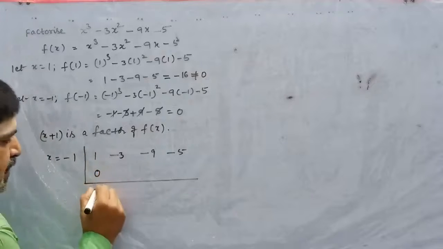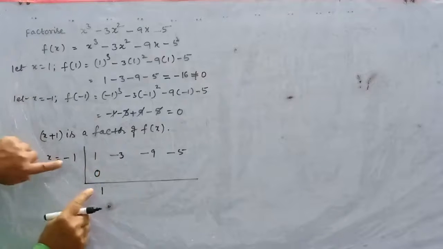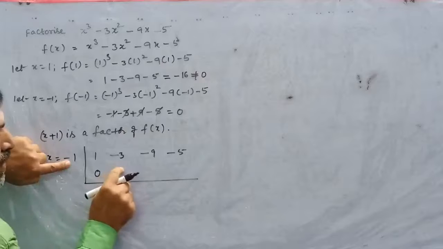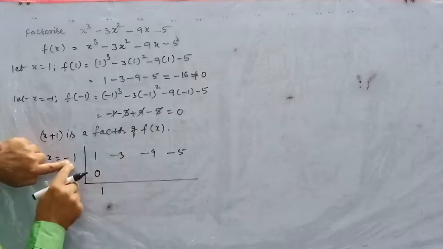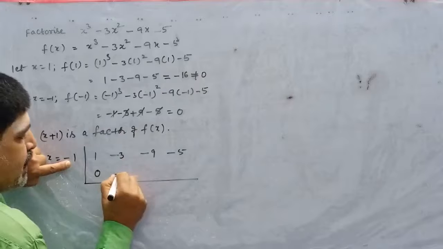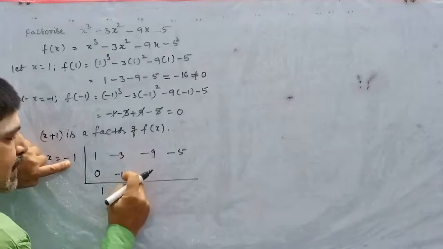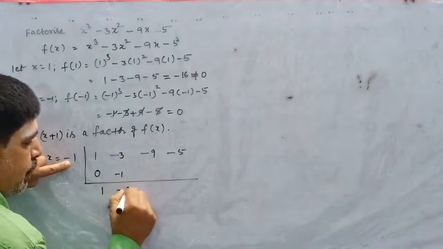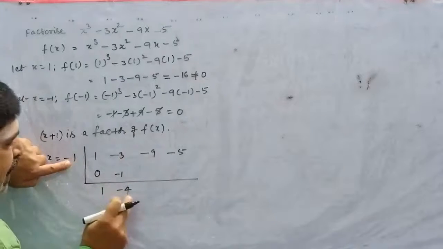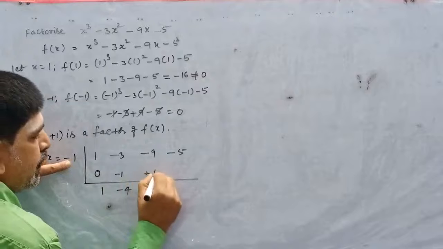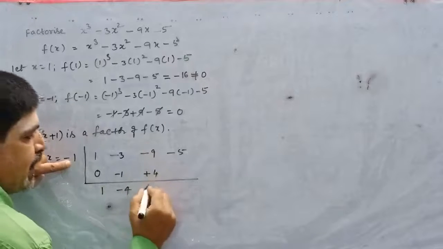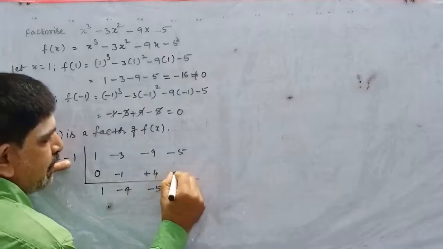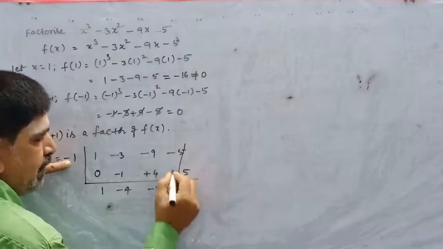So 1 plus 0 is 1. Next, multiply these 2. Whatever value you get, you write that value here and add these 2. Now minus 1 into 1 is minus 1. Minus 1 minus 3 is minus 4. Minus 1 into minus 4 is plus 4. Minus 9 plus 4 is minus 5. Minus 1 into minus 5 is plus 5. Plus 5 minus 5 gets cancelled.